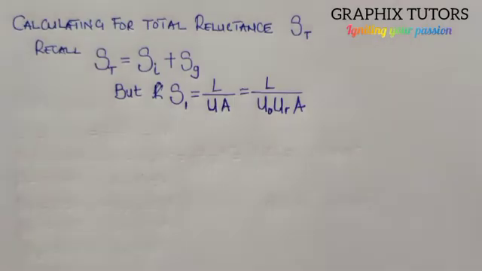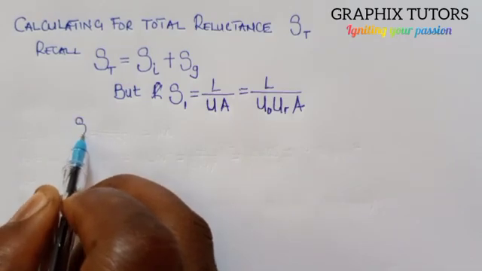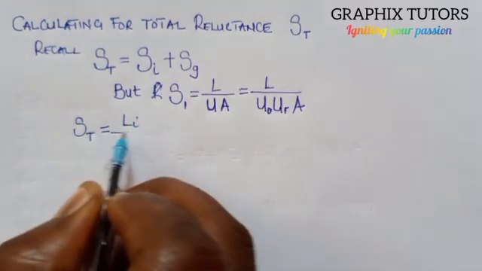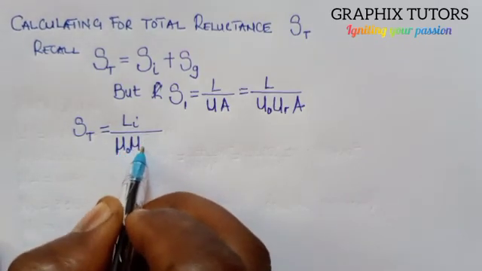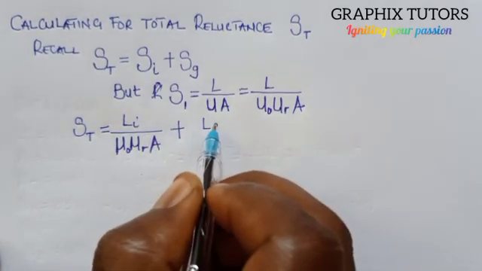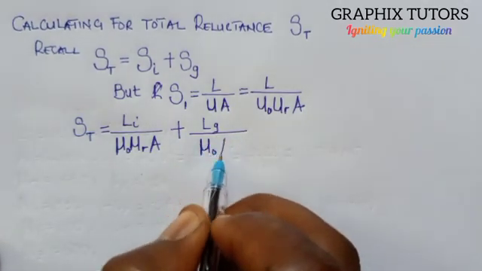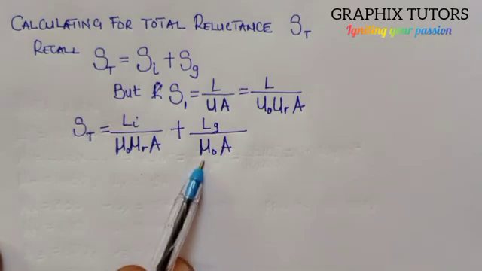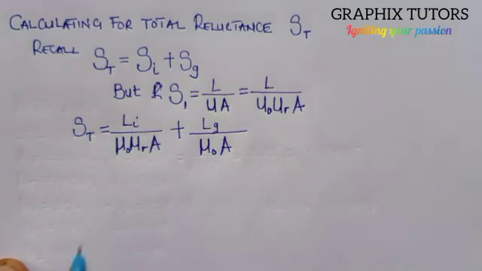So if I put it here, I will now say that my S total will now be given as the length of the iron all over the absolute permeability times the relative permeability of the iron times the area, plus the length of the gap all over the absolute permeability times the area. Air doesn't have a relative permeability, so absolute permeability we use for that of air, right? So from here we move forward. We start inputting our values.